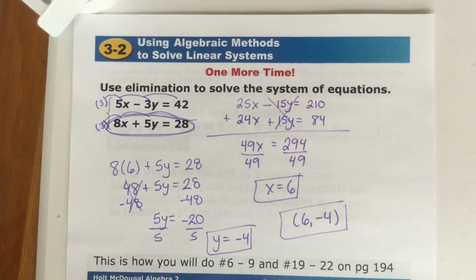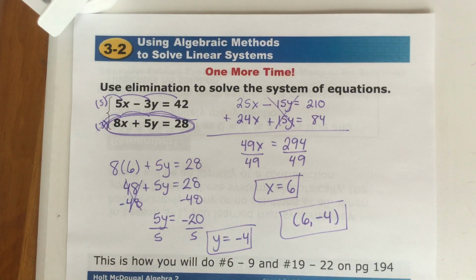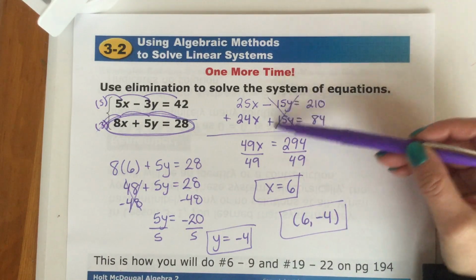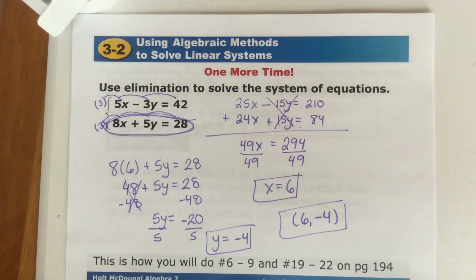Again, the last few examples, they were a process called elimination. When you're going through your assignment, numbers 6 through 9 and 19 to 22 will specifically say use the elimination method. What that means is you need to take your equations and put them in a format where you can add them together and eliminate a variable.